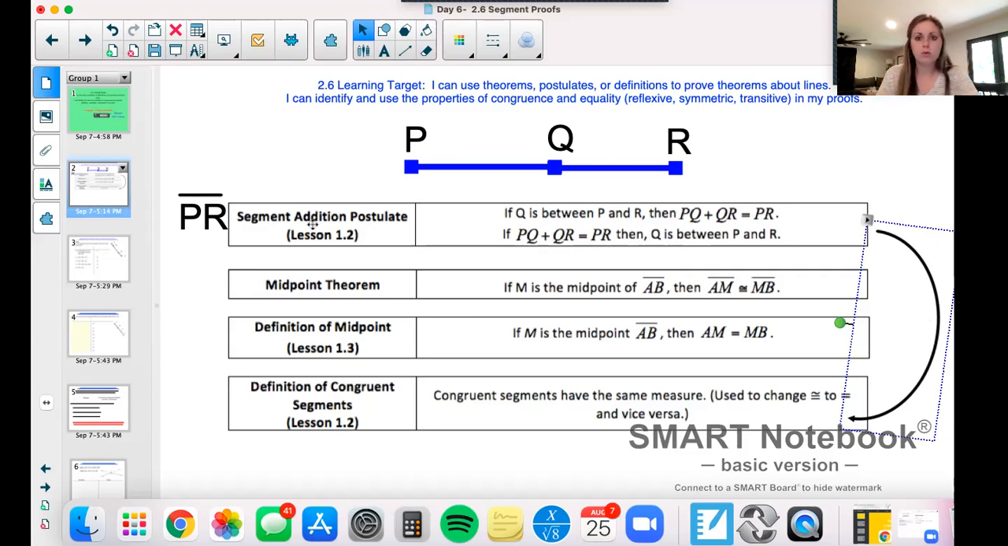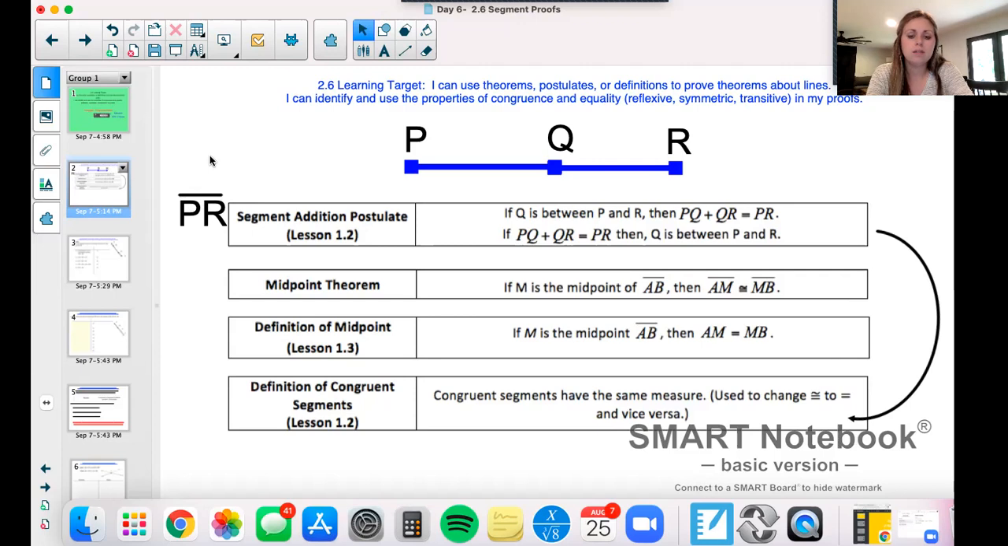So what does that mean for you? When we are dealing with proofs, you might occasionally end up with something like this. I might tell you, here's segment PR, and let's do another one. Here's segment PQ. We'll just keep using what we already have.